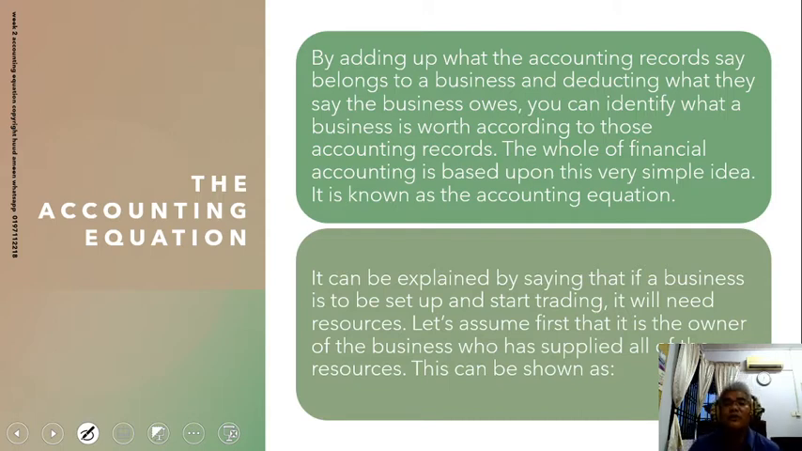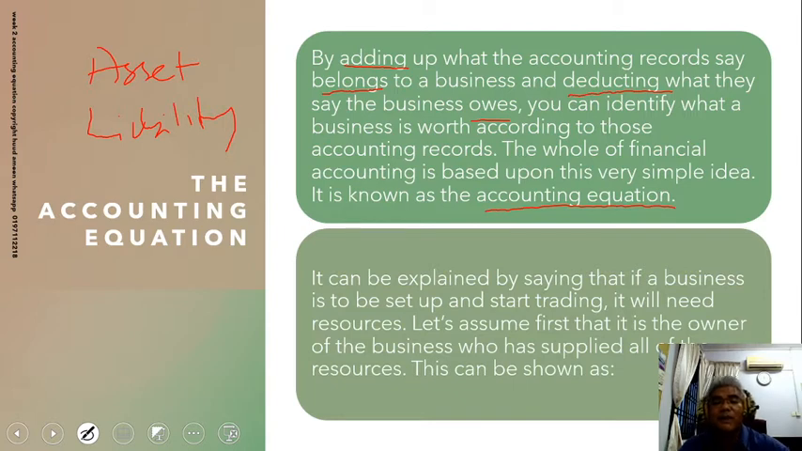So we have to highlight this: adding and deducting. Belongs to is asset, and owes to is liabilities. You can identify what a business was according to those accounting records. The whole of financial accounting is based upon this very simple idea. It is known as the accounting equation.